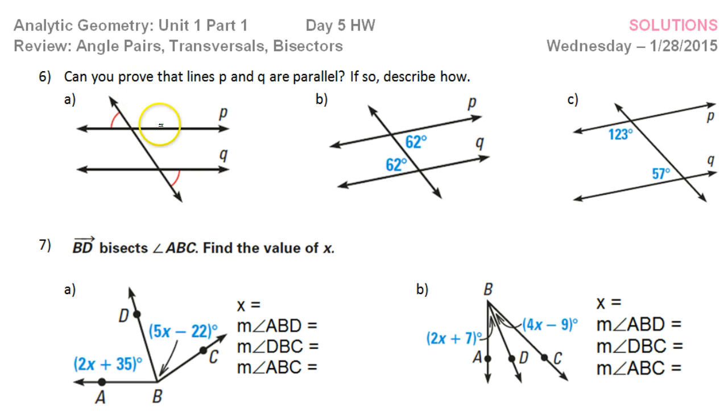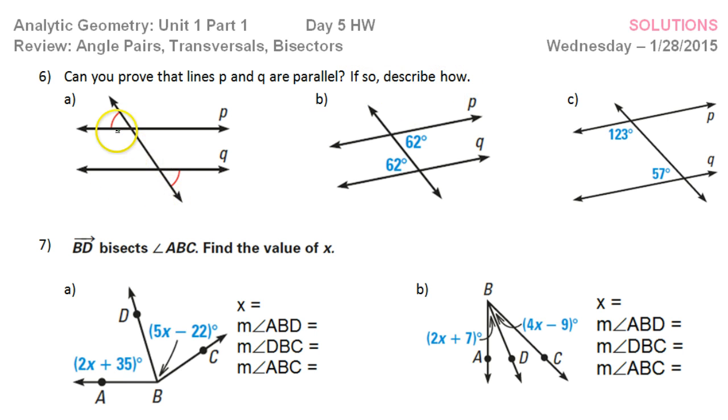We are using the converse of all of those rules. If the lines are parallel, then corresponding angles are congruent, for example. But we can turn that around and say if corresponding angles are congruent, then we know that the lines are parallel. So that's the case here for A. Since the corresponding angles are congruent, the lines are parallel, and to describe how, we're just going to state that succinctly.